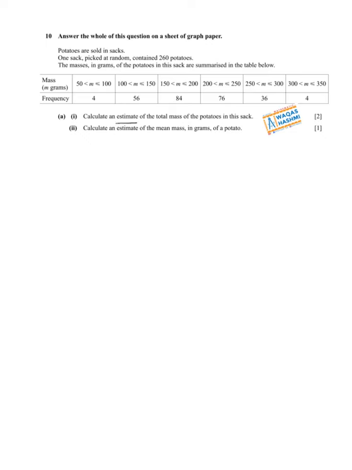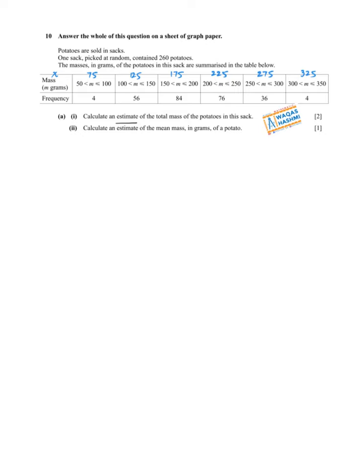Firstly, you need to find out the midpoint and label it as X. So I will find the midpoint here and label it as X. 50 and 100, midpoint is 75. 100, 150, midpoint is 125. 150, 200 is 175. 225, 275 and 325. So keep in mind, whenever it says estimate of the mean, you need to find out the midpoint first, right? Estimate of the mass.